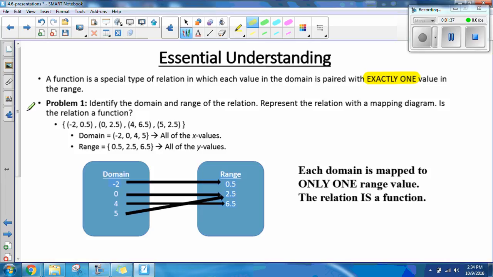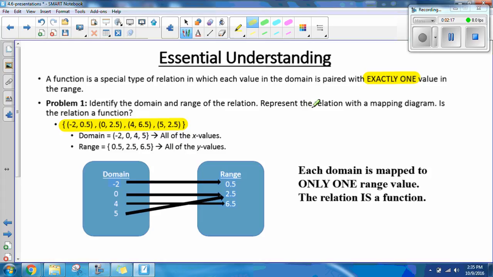For example, identify the domain and range of the relation. Represent the relation with a mapping diagram. Is the relation a function? So here we have our relation, which is a set of ordered pairs in this case. The domain, remember it's all of the x values, so in this case it's -2, 0, 4, and 5. Our range is all of the y values, in this case it's 0.5, 2.5, 6.5, and 2.5.